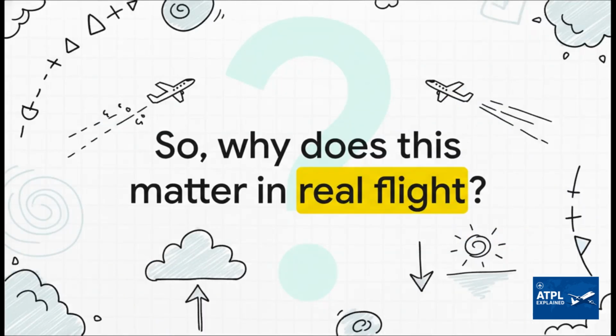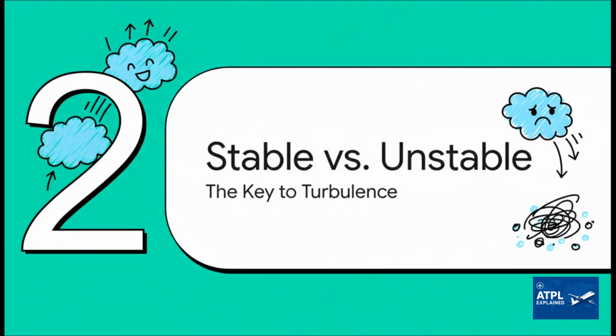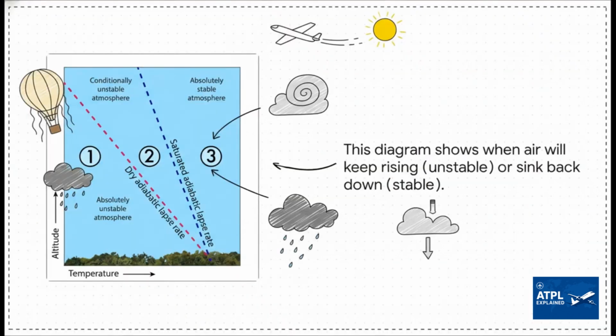It matters because that simple up or down movement of air is what decides if the atmosphere is stable or unstable. And trust me, that one thing is the key to predicting just about everything else, especially turbulence. So let's dig into that. The whole idea of stability is pretty simple, actually. If you take a little bubble of air and give it a push upwards, what does it do? Does it shoot up on its own like a hot air balloon, or does it just sink right back down where it came from?